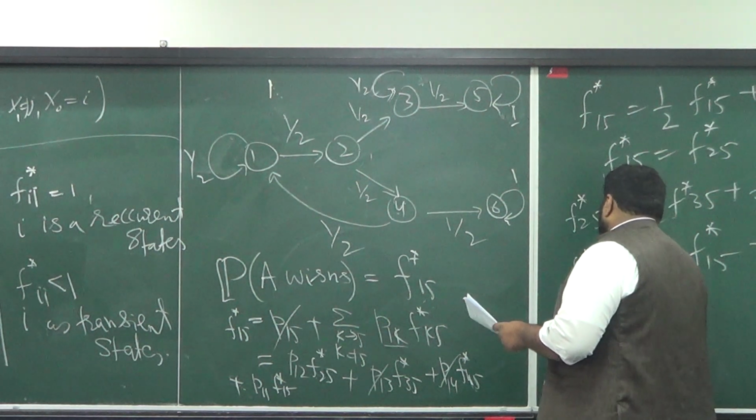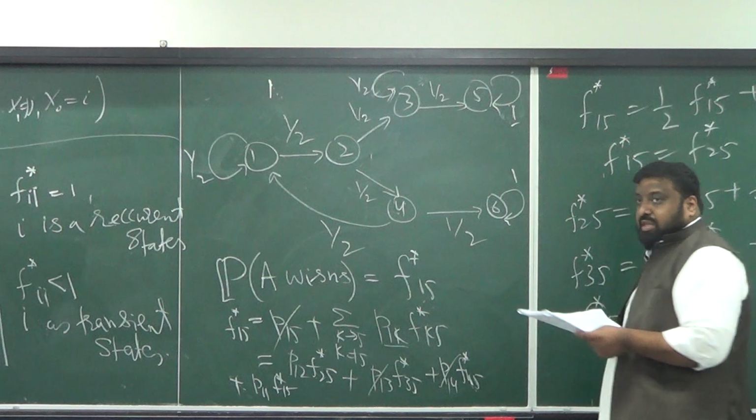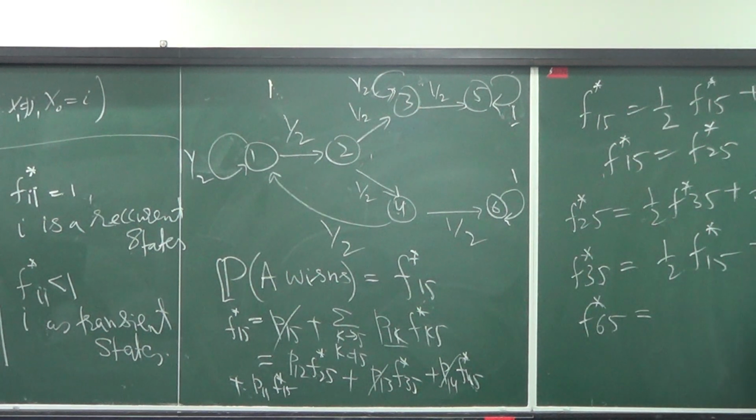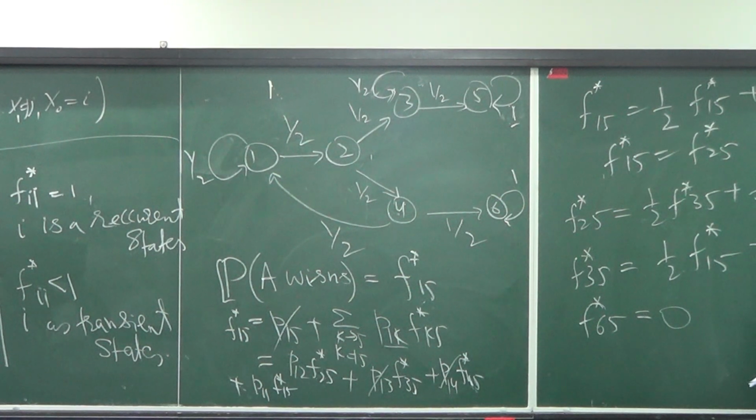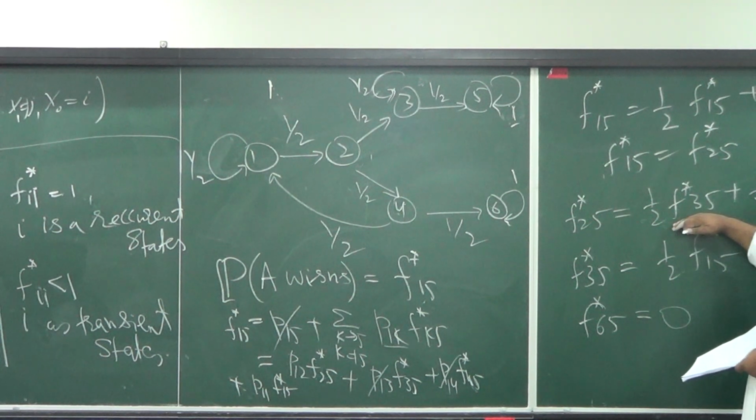And what is the probability f star 65? I can explicitly talk about it. You can't reach from 6 to the state 5, so this must be 0. And what did you get? If this is 0, then f star 35 is half of f star 15, so I can substitute it here.